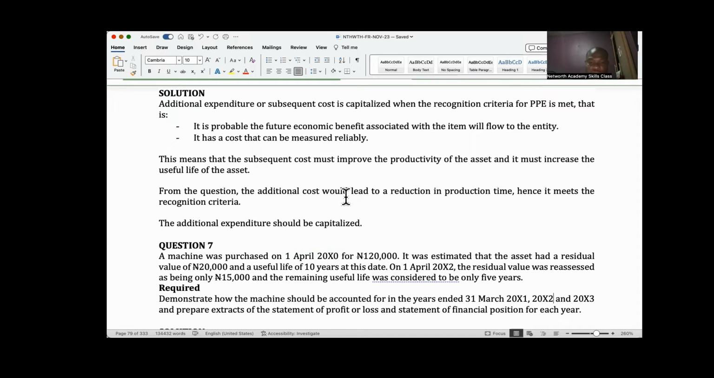Okay. I think we have solved something similar. What has happened here is that from these dates, they change the useful life and they change the residual value. So let's see.